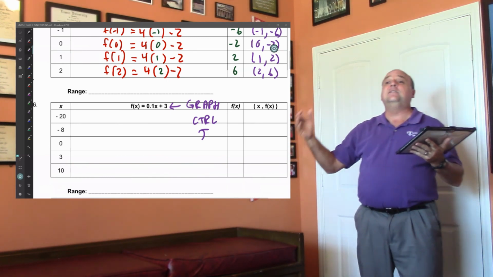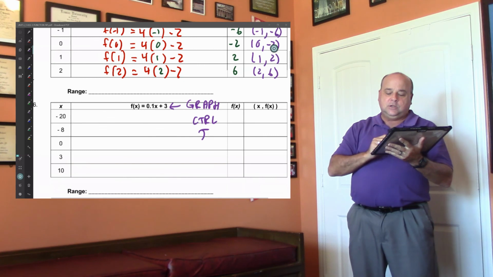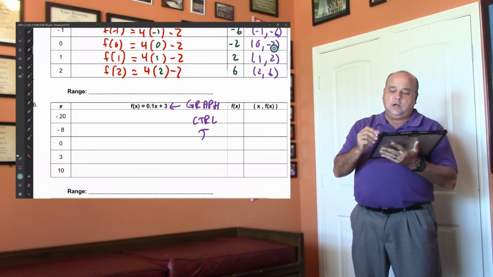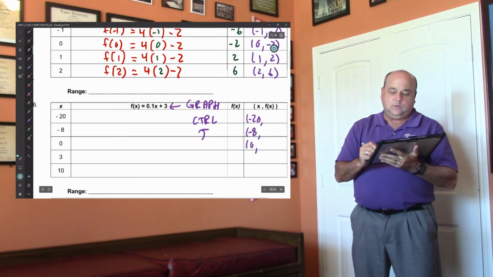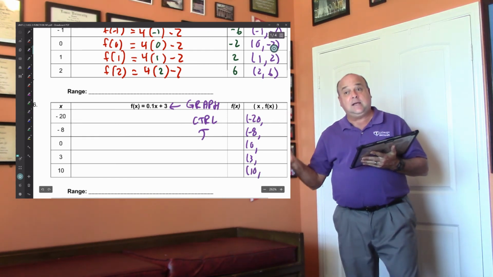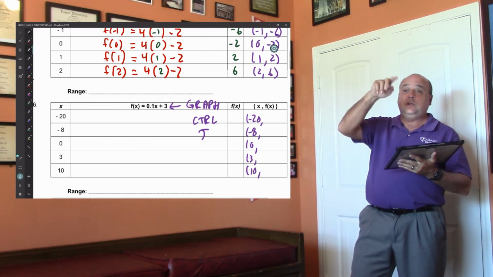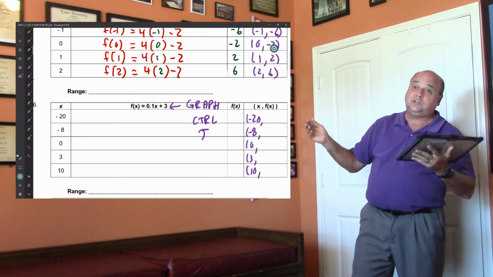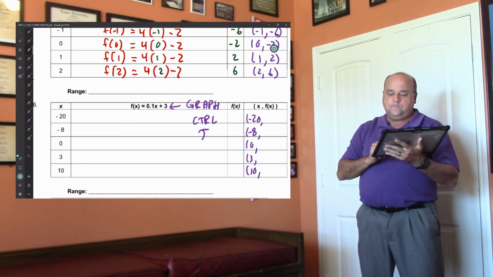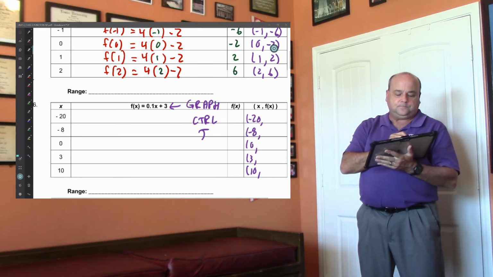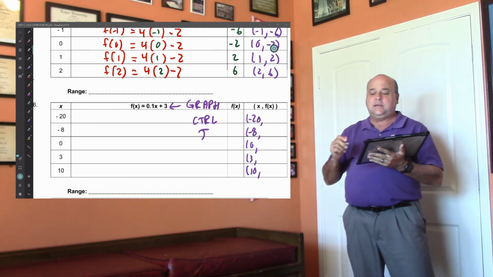Now then, I need to find my domain and my range. So let's go back here. I need to know what negative 20 is. I need to know what negative 8 is. I need to know what 0 is, 3 is, and 10 is. Okay, I could use the calculator to do this. Technically, you would put these numbers in and do the math, but you could do it with more power. So let's go to here, and we're going to hit Control T. So hit the Control button and the T button, and that brings up a table, doesn't it?